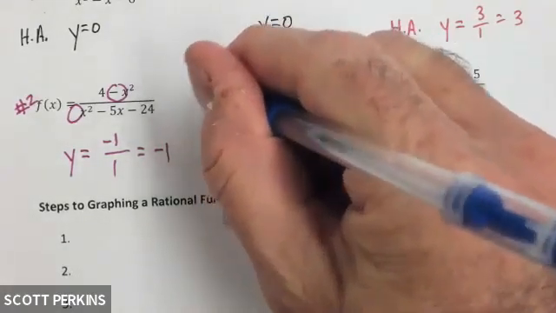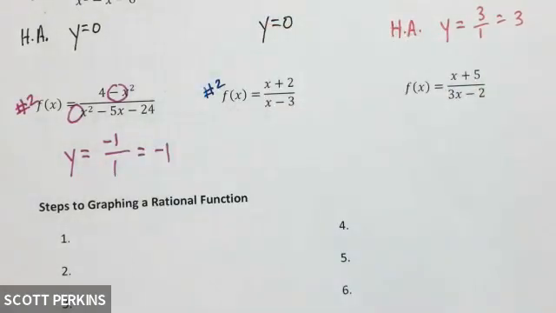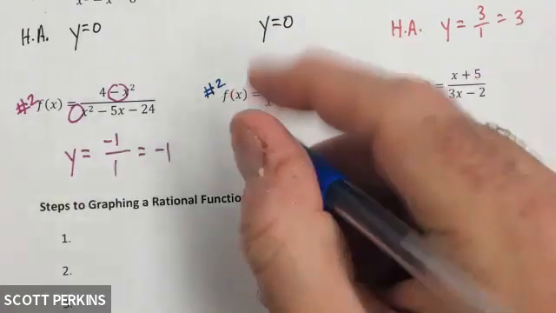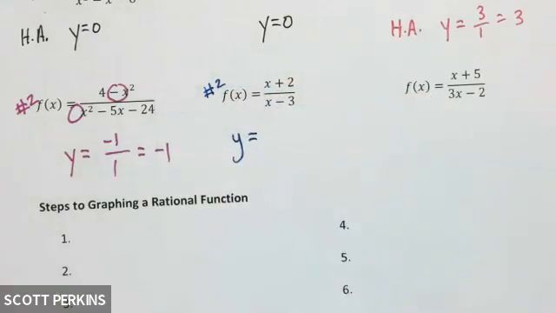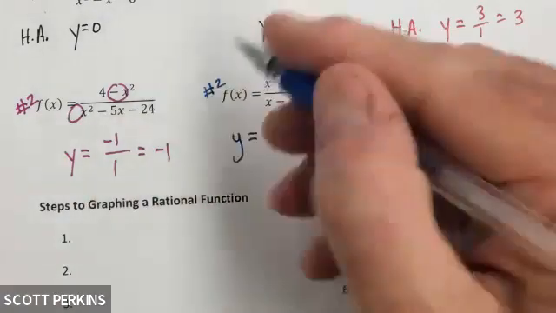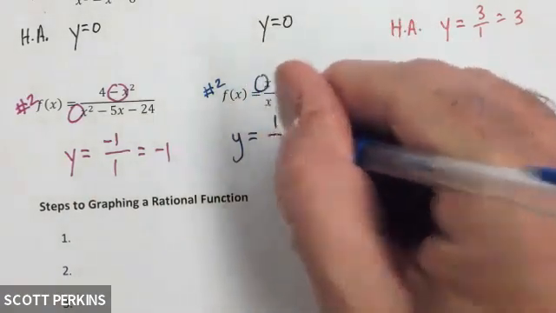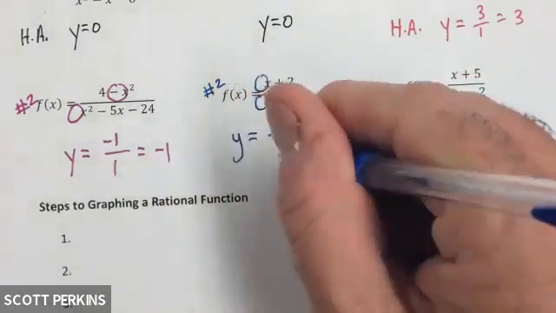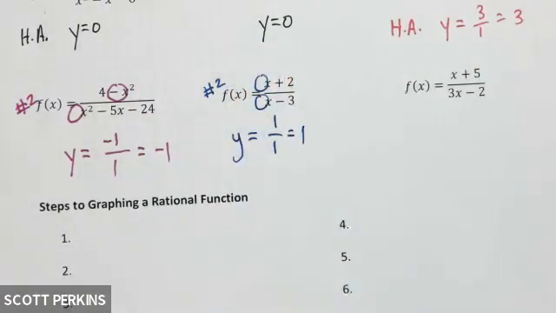Again, this is situation number 2. The highest power in the numerator and denominator is a 1. So my horizontal asymptote is going to be y equals, well, what's the coefficient from the top that I'm going to use? A 1. What's the coefficient from the bottom I'm going to use? A 1. Not a super interesting problem, but it's important that we identify that. So the horizontal asymptote is y equal to 1.